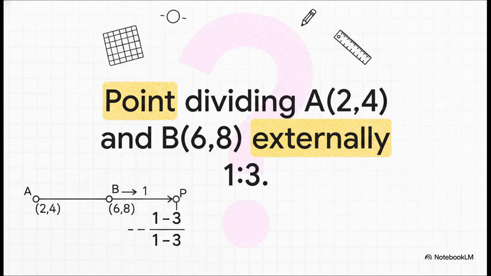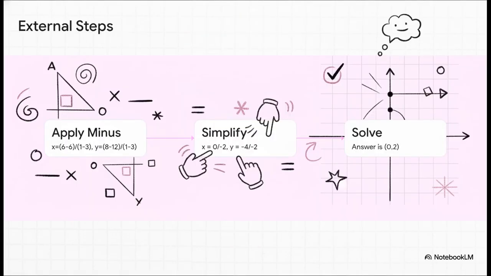Since the ratio is 1, 3, your denominator is going to be 1 minus 3, which means it will be negative. Let's solve it together. Okay, step 1. We use the minus signs. For x, it's 1 times 6 minus 3 times 2 divided by 1 minus 3. For y, it's 1 times 8 minus 3 times 4 divided by 1 minus 3.